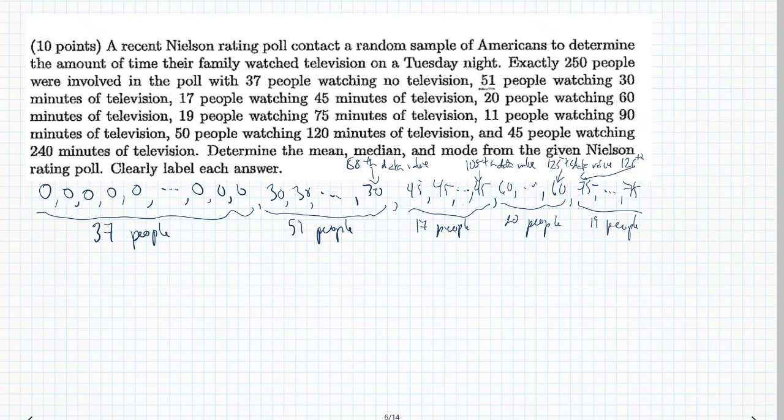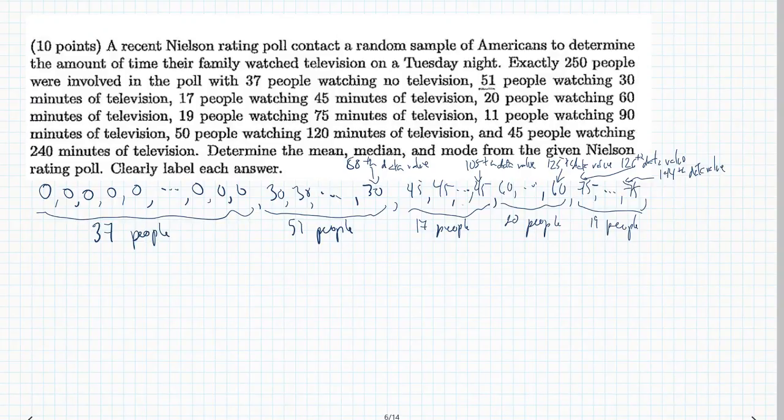And then at the end you'd have right here 125 plus 19 is 134, 144, 144th data value. And we keep on going and going until we get to the 250th, right? So da da da da da.